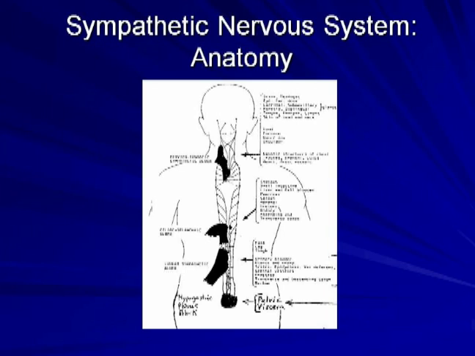From T5-6 down to about T12-L1, you have your splanchnic outflow. And your splanchnic outflow, you have your greater, lesser, and least splanchnic nerves that originate, and these nerves innervate the abdomen. They innervate from approximately the stomach to the transverse colon.